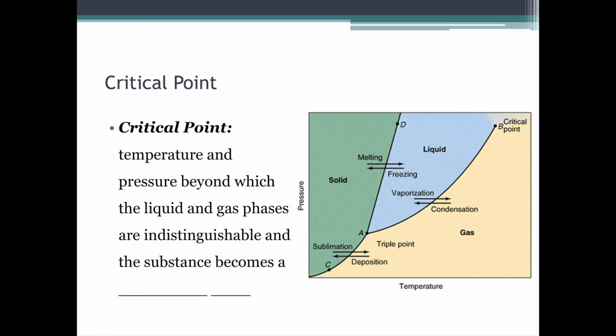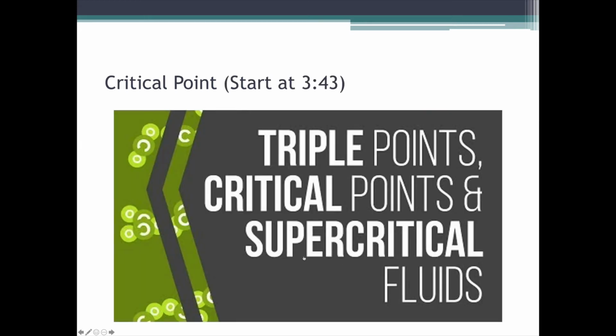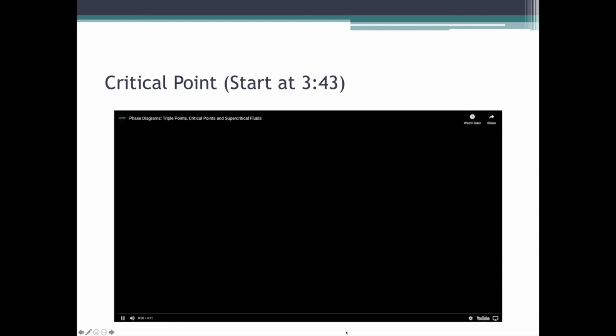There's one last point which is a little interesting. It's called the critical point. The critical point is the temperature and pressure beyond which the liquid and gas phases are indistinguishable, and the substance becomes a weird kind of hybrid that we call a supercritical fluid. You'll notice up here in the right hand corner how they kind of blend those two colors together. The line stops. So kind of if you make a box here, any temperature pressure combination in that box is a supercritical fluid. So it's hard to imagine a supercritical fluid as well.